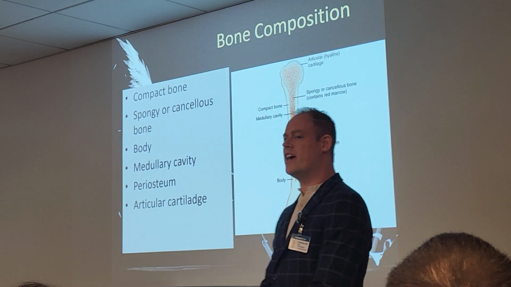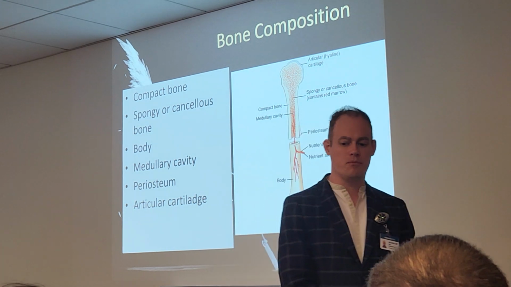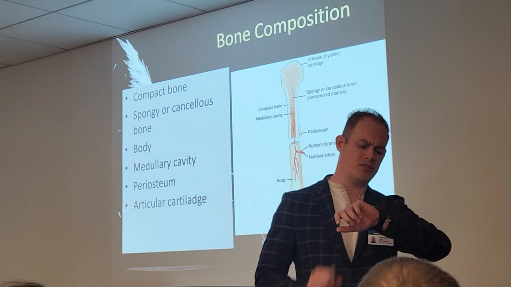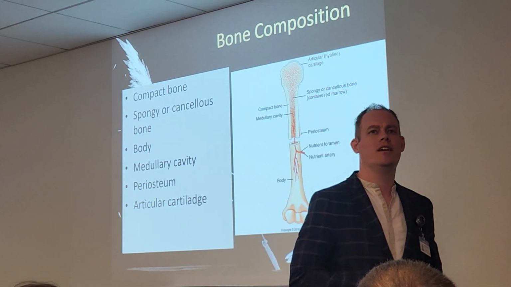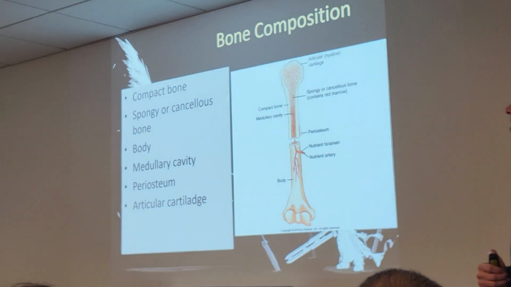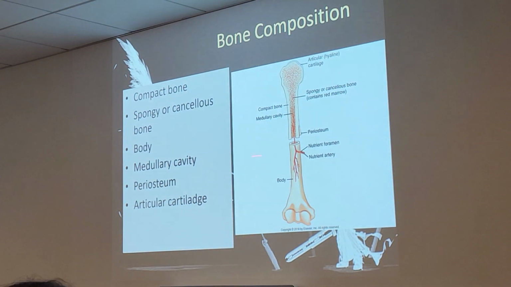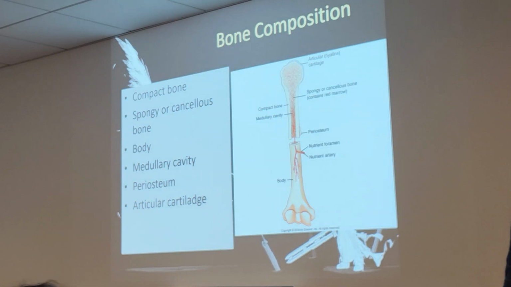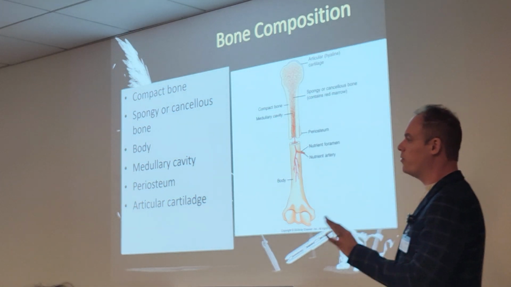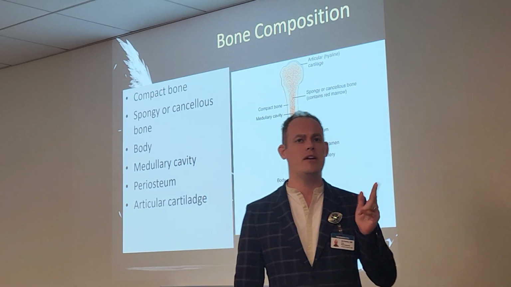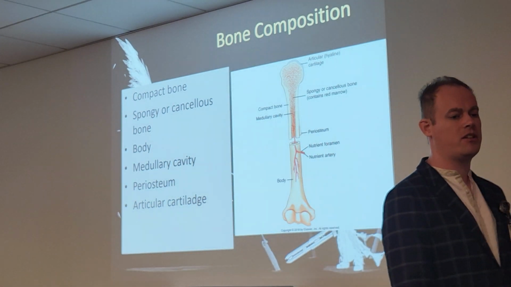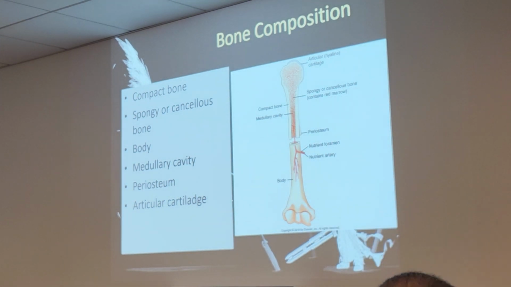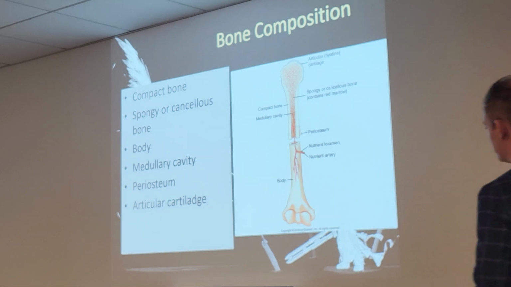All right, so there's that bony composition once again, guys. We're just going to briefly review that as well. Of course, the main components there, guys, there are more than just these 6, but these are the main components we're going to focus on. Your compact bone, your spongy or cancellous bone. We're going to break these down individually again once we go through the slide. Your body, medullary cavity, periosteum, and your articular cartilage. It's your 6 main components of bony composition.